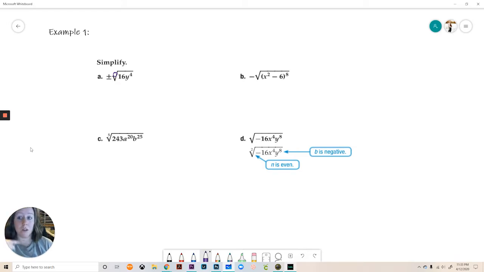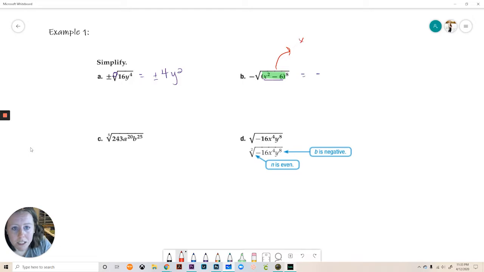So what we're going to do is find the square root of 16, which is 4, and the square root of y to the fourth, which is y squared. And since it was plus or minus, we're going to have plus or minus 4y squared. Not all of them are going to be that simple. So let's look at this next one. We have a negative on the outside of this next part. And this whole chunk is to the 8th power. So we have x squared minus 6 all to the 8th power. So what I'm going to do is, if you guys can imagine that this piece is just one thing, let's substitute, okay?